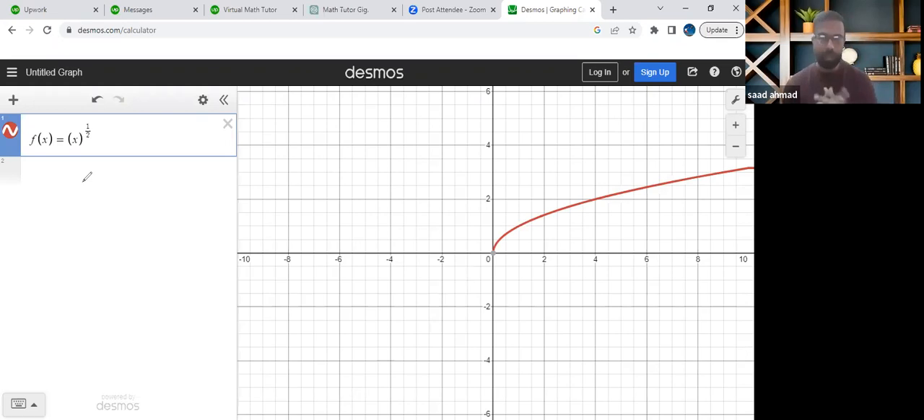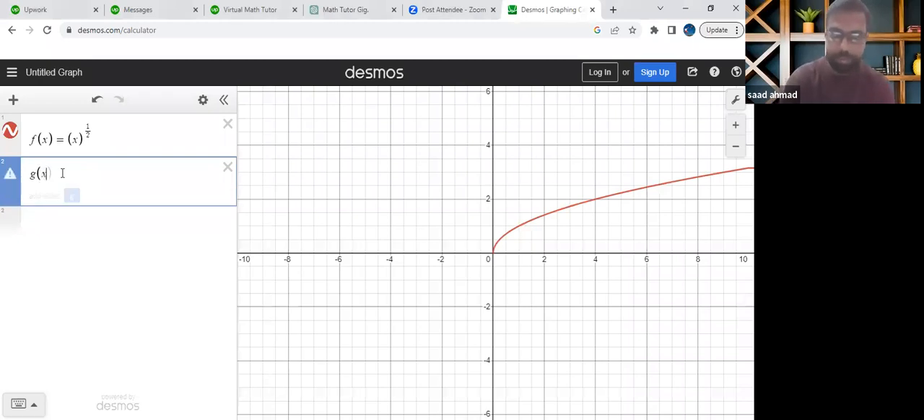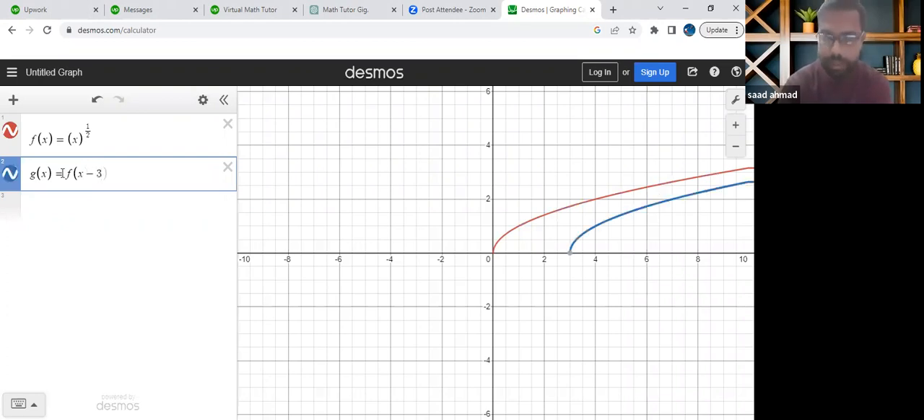Now tell me, every one of you, what should I do with it? Do you want to move it right, left, up, down? First of all, how many units should we move it right? If we want to move it right, we need to subtract. Let's say I subtract 3. You see, it moved 3 units right.